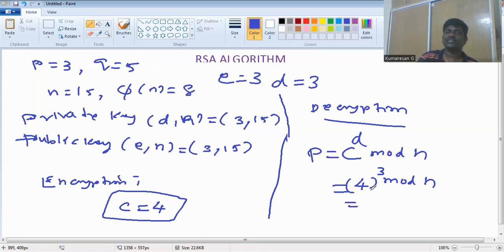4 into 4 is 16, 16 into 4 is 64. The 64 mod N, where we already know N is 15, so 4 into 15 is 60, and the remainder is 4. So we retrieve the original plain text, which is 4.